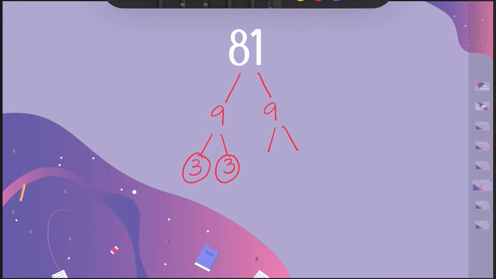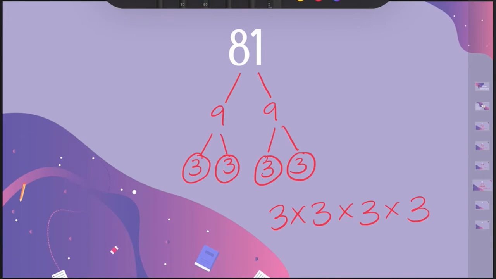So now my other 9, like we said, 9 was equal to 3 times 3. So I end up with 3 times 3. I circle my 3's, and I'm left with just 3's as my prime factorization. So it would be 3 times 3 times 3 times 3.